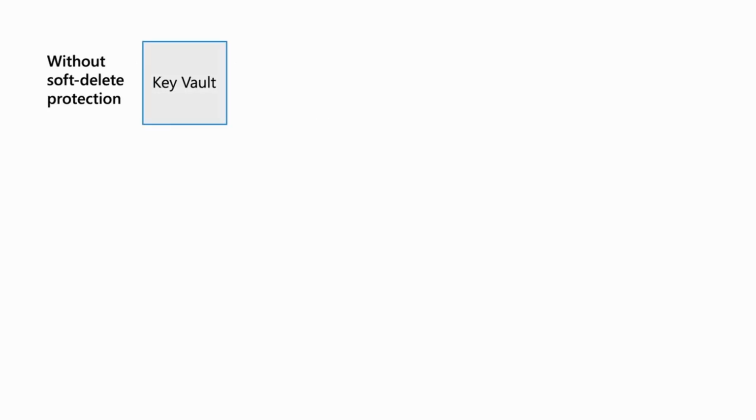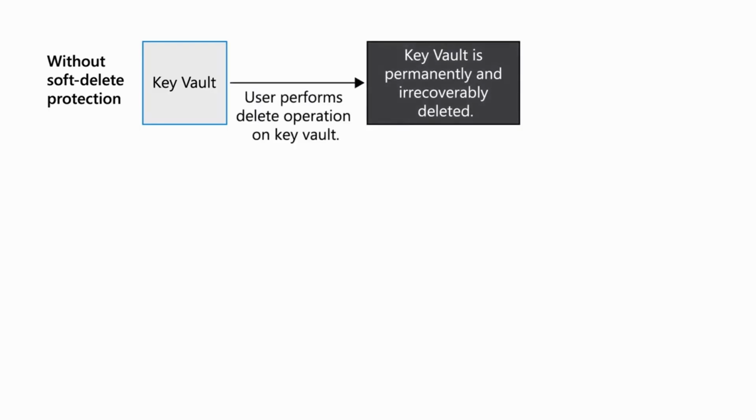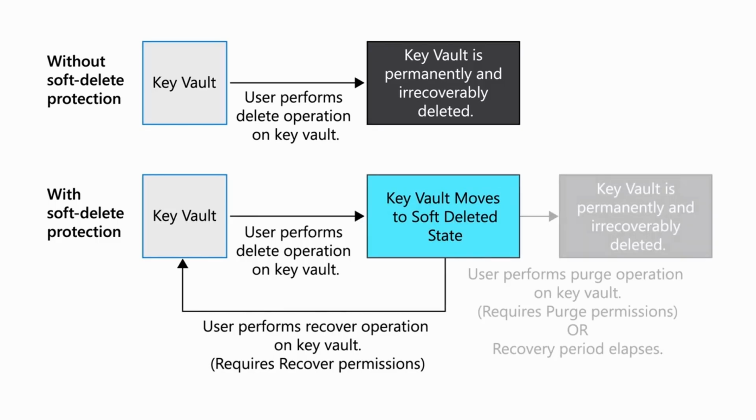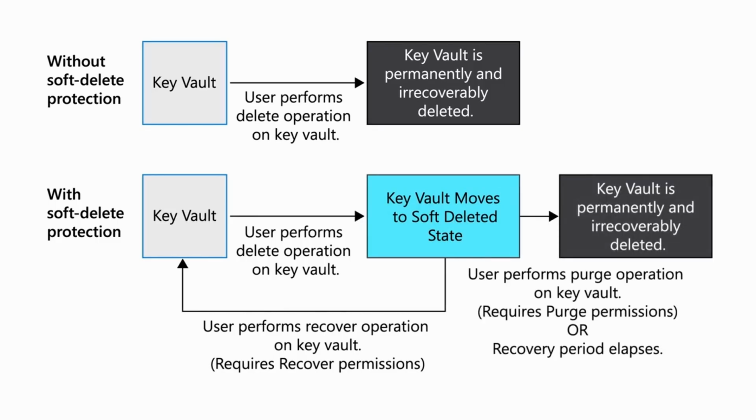When you delete a secret and the Key Vault does not have soft delete protection, it is permanently and irrevocably deleted. However, when you delete a secret and the Key Vault has soft delete protection, you must perform two operations to delete it permanently. First, delete the secret that puts the Key Vault into the soft delete state. Second, purge the secret in the soft deleted state. This operation requires additional access policy permissions, which reduces the risk of a user accidentally or maliciously deleting a secret.